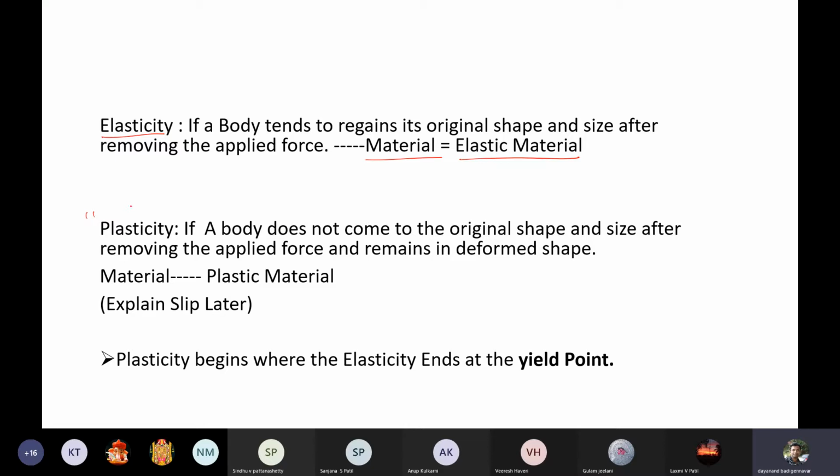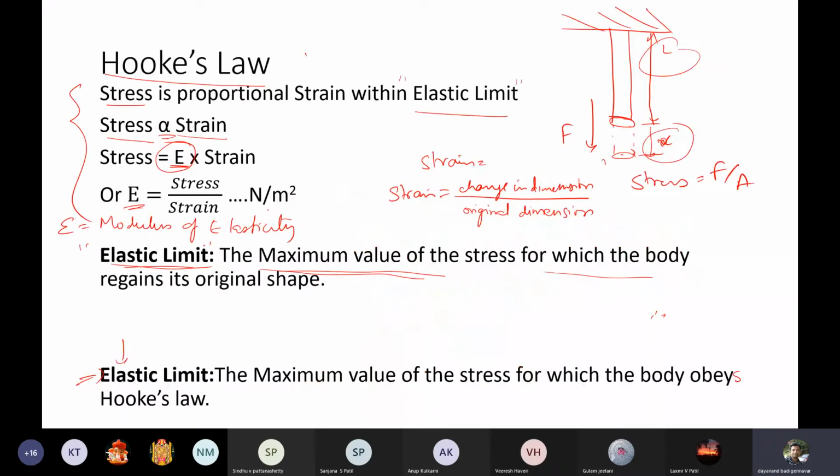If a body does not come to its original shape and size after removing the applied force and remains in deformed shape, that property we call elasticity. Now look here, this is the wire. If I apply a force or stress to the wire, this is the direction of the stress. So there is an elongation, this is the elongation x.